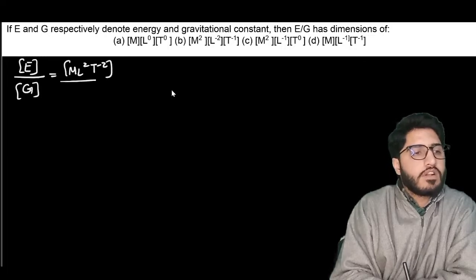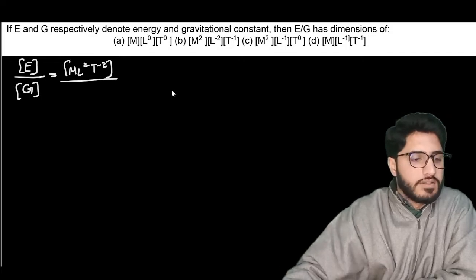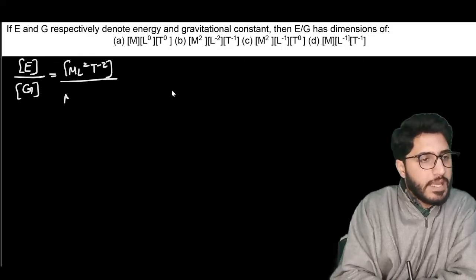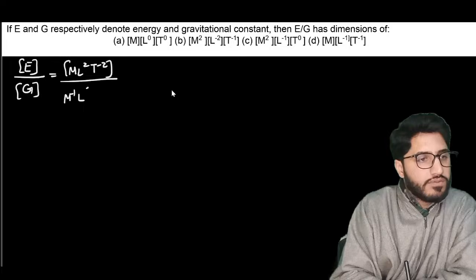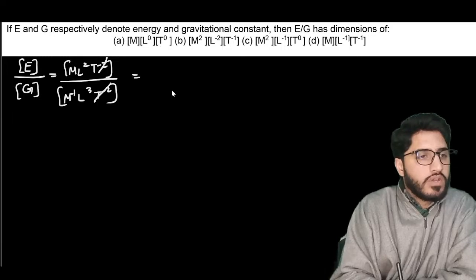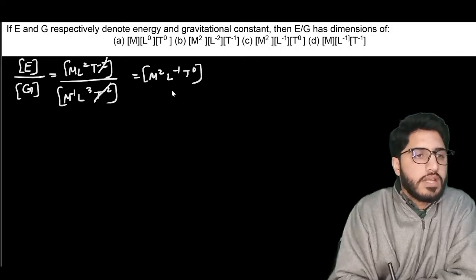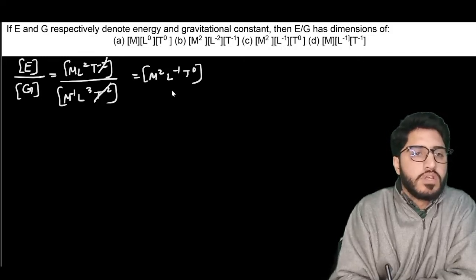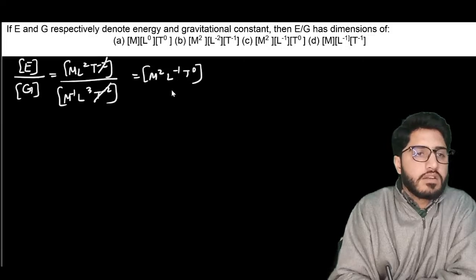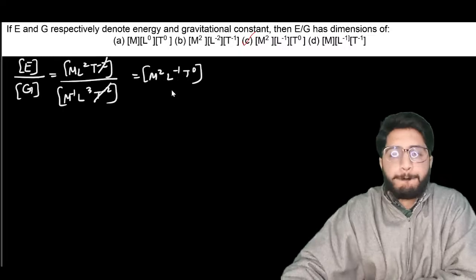What is the dimensional formula of G? We just got it now. It was M⁻¹L³T⁻², I guess. So T cancels out. So we got M²L⁻¹T⁰. This is the correct option, M². So M², which one is getting it? I think option number C. Yeah, option number C is the correct option.